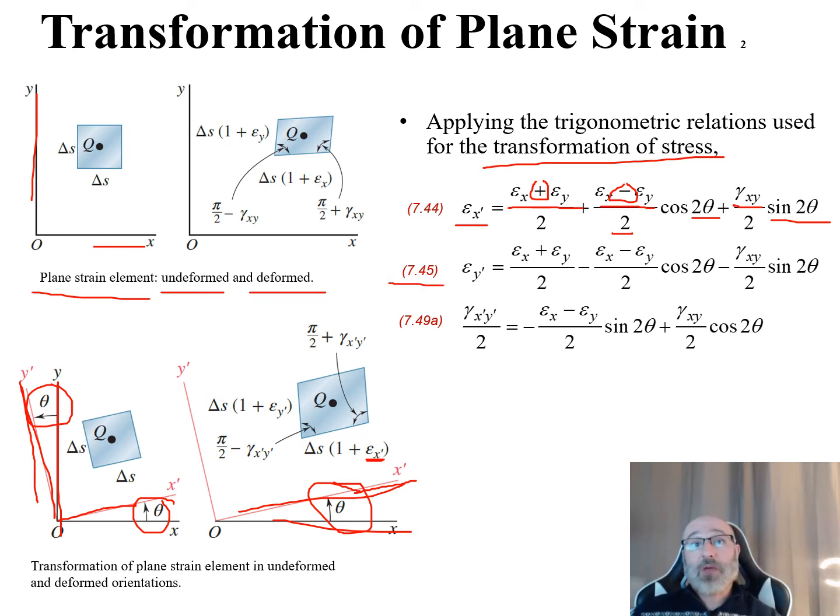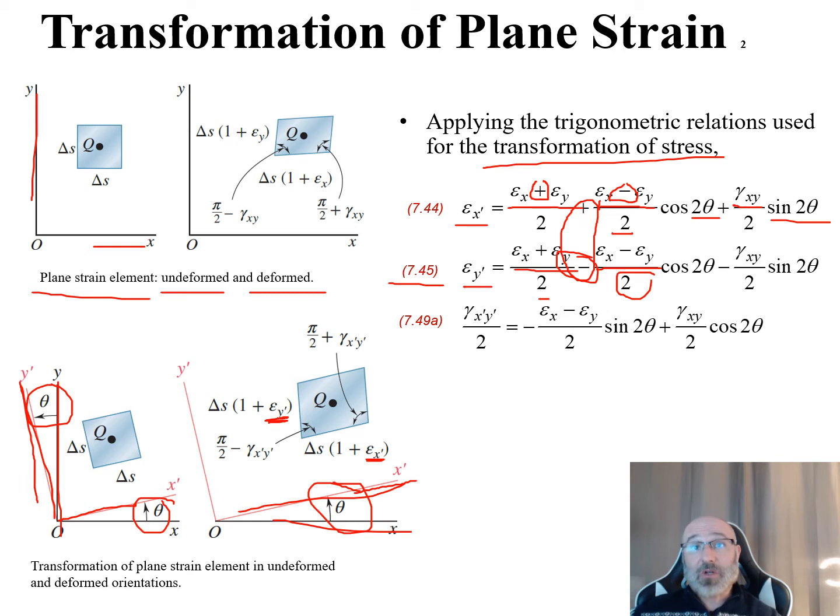This is also similar to what we see in equation 7.45 from our textbook, which is our relationship for epsilon sub y prime. So now we're looking for our epsilon sub y prime. This is going to be our epsilon x plus epsilon y over 2, same as above, minus, so this is the difference right here, minus our epsilon x minus epsilon y over 2. You can note the sign convention changes right there between equations 7.44 and 7.45.